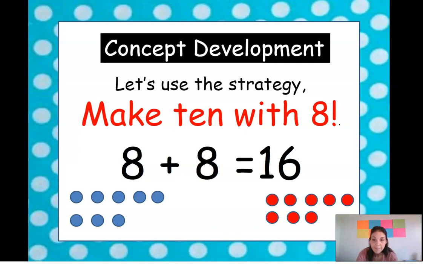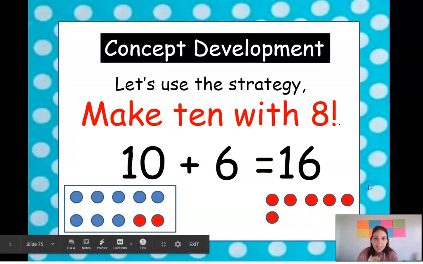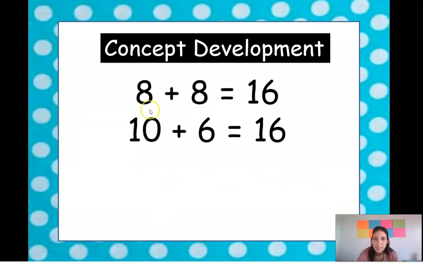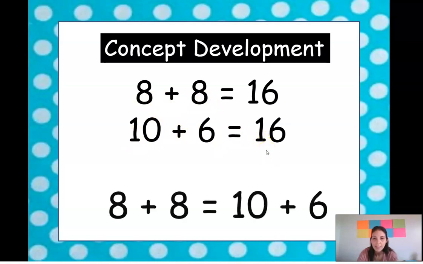Are you ready? Okay. There we go. We bring 2 over and we're left with 6 over here. And 10 plus 6 equals 16. So 8 plus 8 equals 16. 10 plus 6 equals 16. Okay.